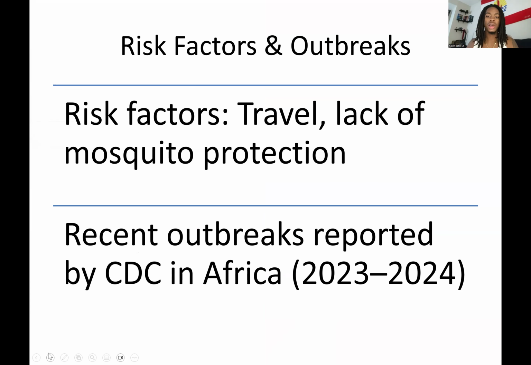So, risk factors. Traveling to areas where malaria is prevalent is a main risk factor. In these areas, sometimes there's limited access to healthcare, which can increase the mortality of the disease. And according to the CDC, malaria remains a widespread disease in multiple parts of Africa despite ongoing prevention efforts. So take proper measures when traveling to areas where malaria is endemic.